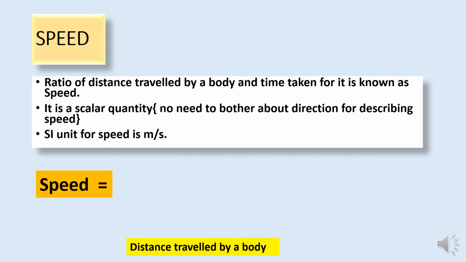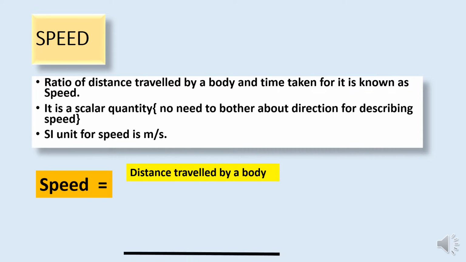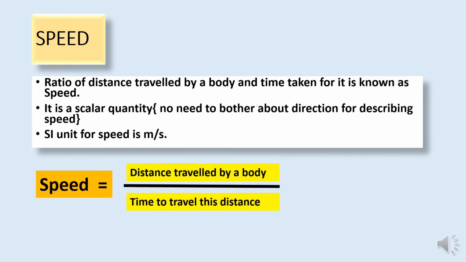So the formula for speed becomes distance traveled by a body divided by the time taken to travel this distance. You can write it in short form also. Speed is denoted by the small v, which is equal to s upon t. Here s means distance and small t means time.